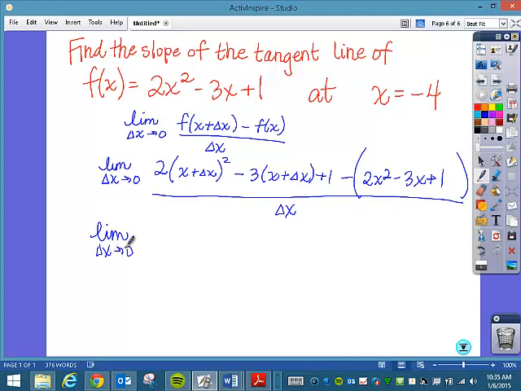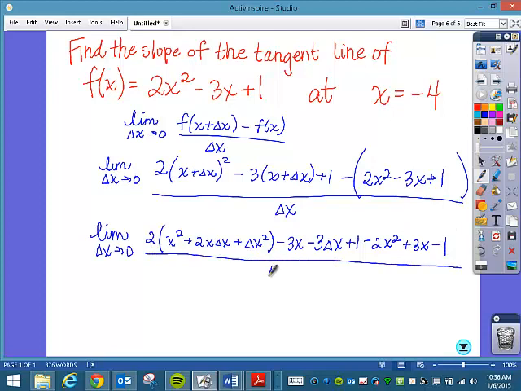So we're still going to have to FOIL this out, which we did the last time, so I'm not going to rework it again, but you would FOIL it out to get 2 times x squared plus 2x delta x plus delta x squared. And you could distribute the -3, so -3x minus 3 delta x plus 1. And then you also have to distribute this negative to all 3 of those terms inside the parentheses. So -2x squared plus 3x minus 1, holy guacamole, all over delta x.